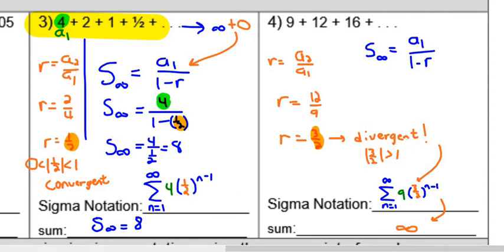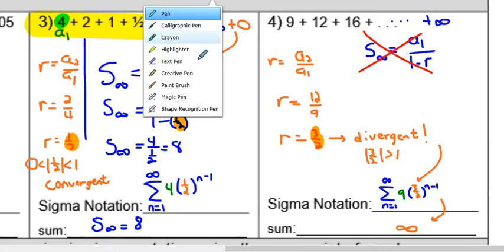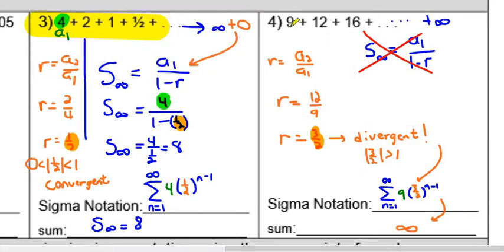And what that means is eventually you would add bigger and bigger numbers. Eventually you would add infinity. So what that means is that this formula doesn't work. But you can still write a sigma down, right? You can still write down that 9 is A1, so I can still put 9 here. I can still write down that 3/2 is R, right?